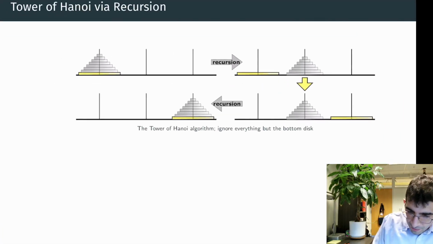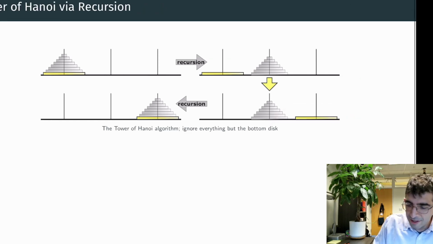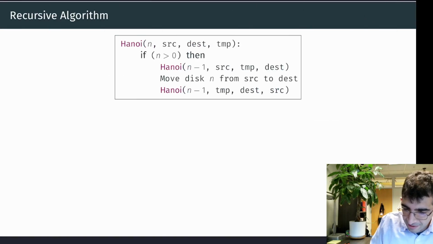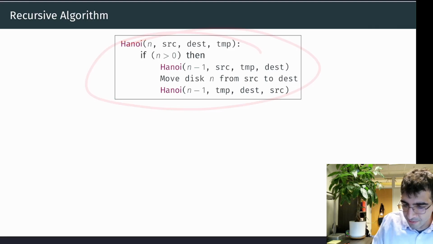So we move the n-1 disks from the beginning pole to an intermediate pole. Then we move the large disk from the beginning pole to the destination pole. And then we move the intermediate disks from the intermediate pole down to the destination pole. Okay?